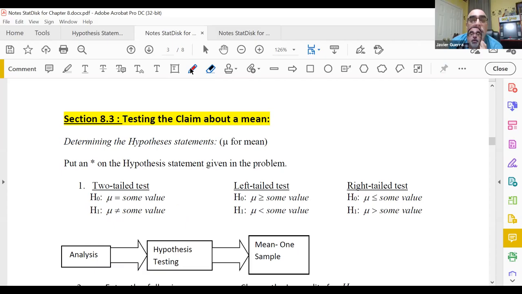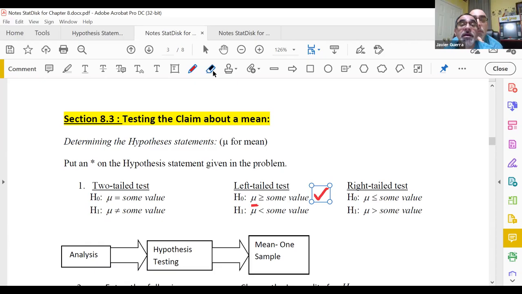Bam, greater than or equal to. So you're going to be given a statement and you have to place it. First you have to write down the variable. Is it a mu, is it a p, or is it a sigma? Then you have to locate the inequality symbol that's stated and the number, and you place it either in the H0 or H1.